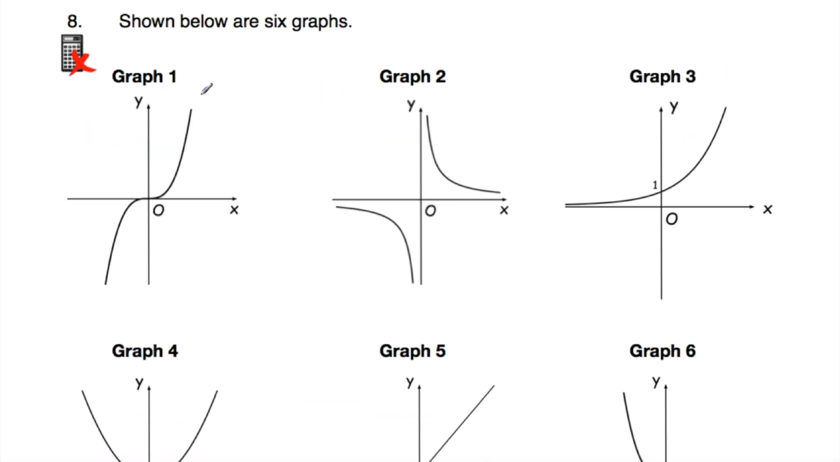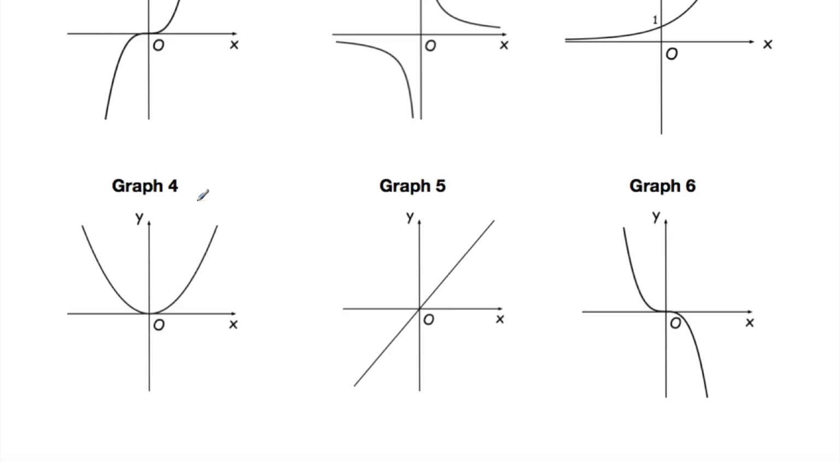Okay, so let's have a look at our 6 graphs. So graph 1, that's a cubic graph. Graph 2, that's a reciprocal graph. Graph 3 is an exponential graph. Graph 4, that's a quadratic graph. Graph 5, that's a straight line graph, y equals mx plus c, or y equals mx in this case. And then here we've got graph 6, which is a negative cubic graph because it's going the other way, like so.